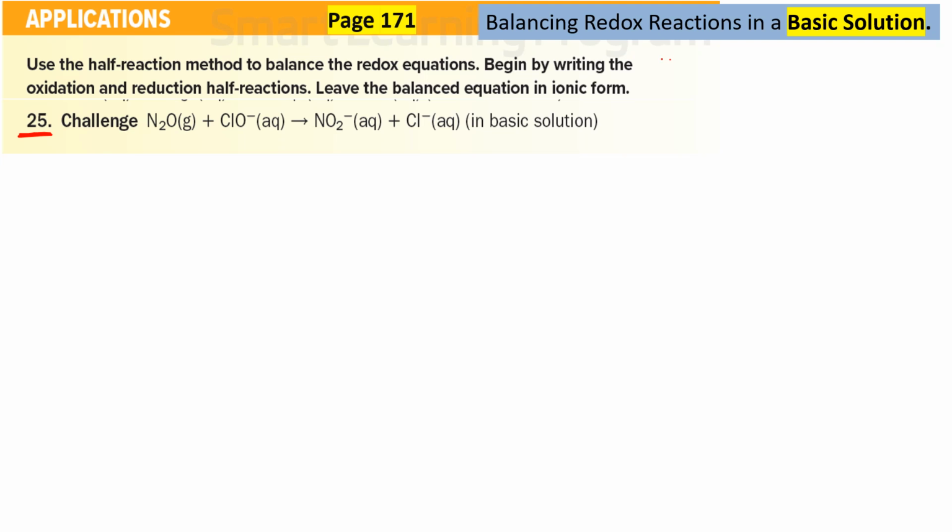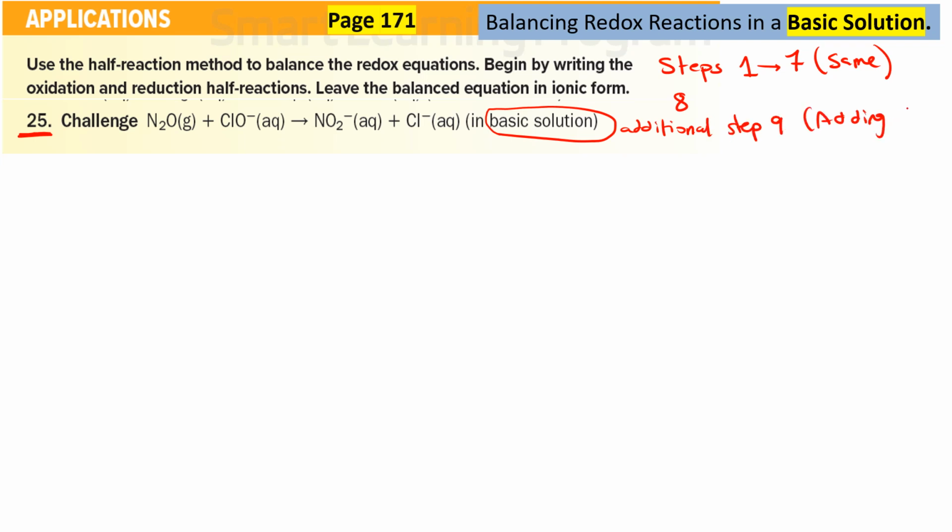If you remember, steps 1 to 7 are the same for a basic solution and an acidic solution. Step 8 is also the same, but in a basic solution we have an additional step 9, which is adding OH minus to the equation, because it's a base, so we need to add OH minus and remove H plus. And we are going to start.